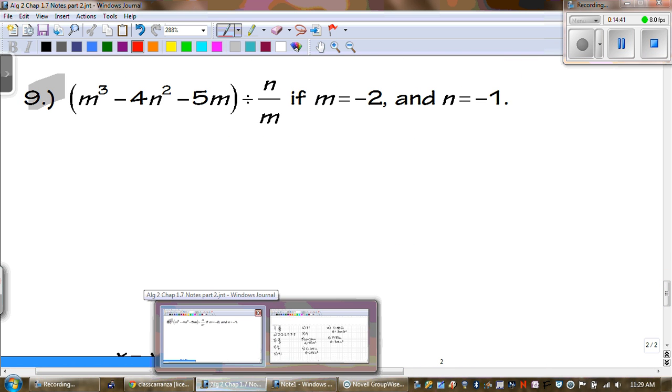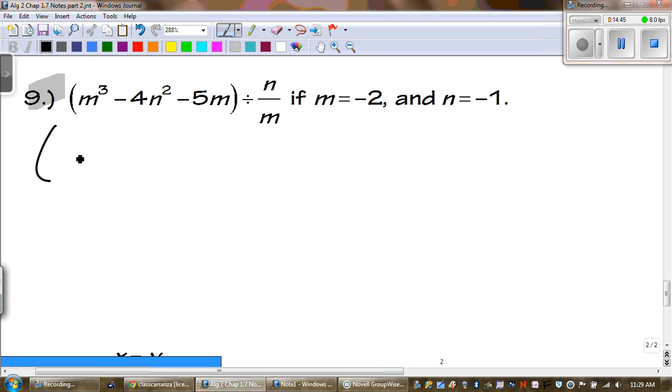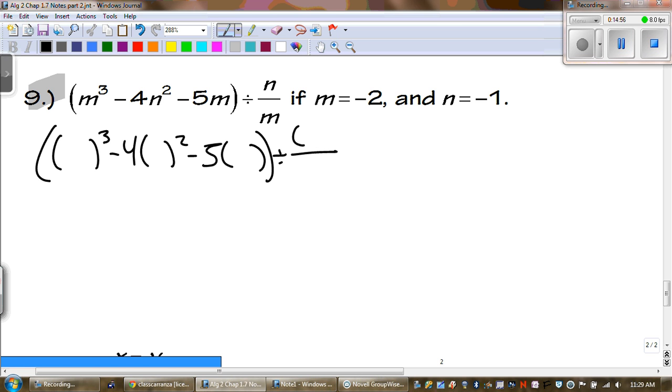Okay, number 9. Remember to put everything in the parentheses when you plug in, okay? So m is negative 2, and n is -1.